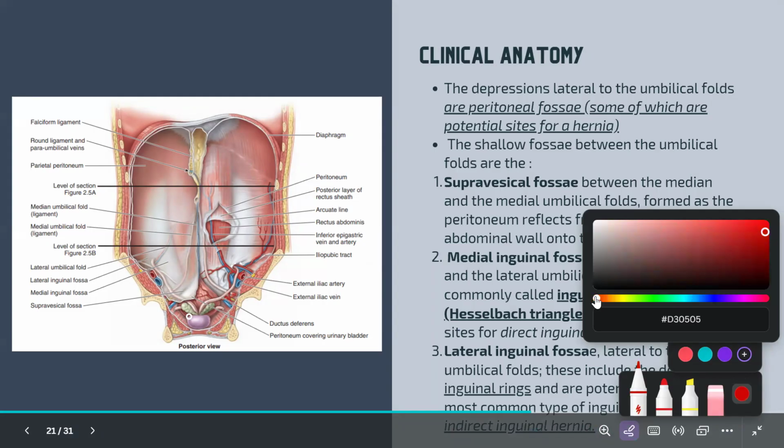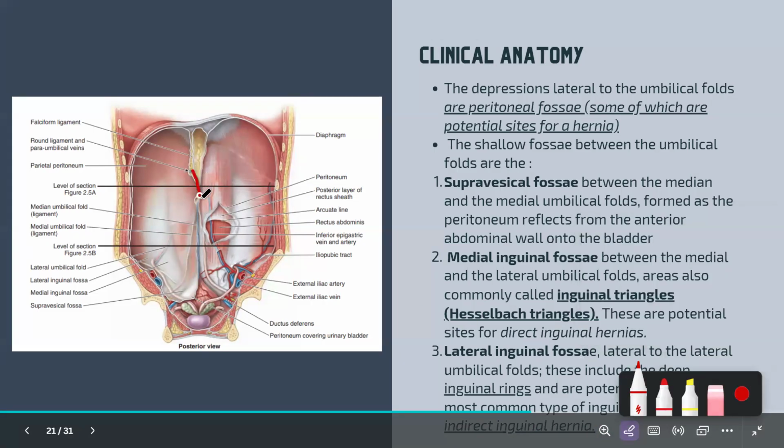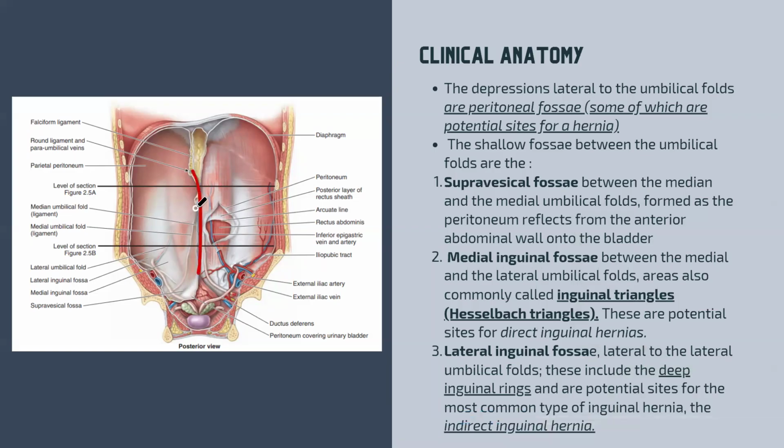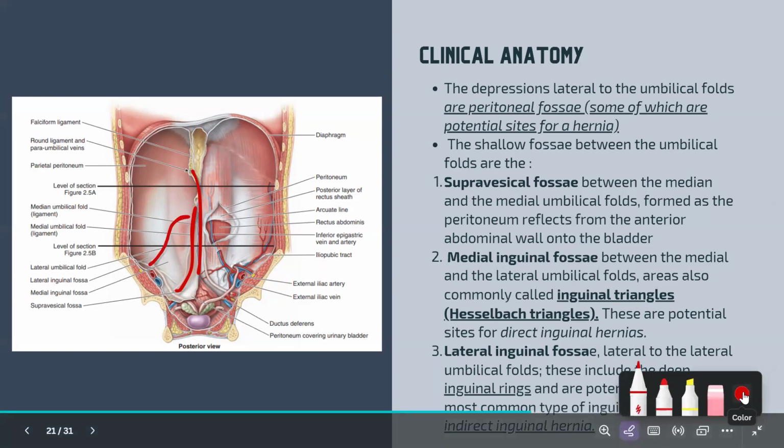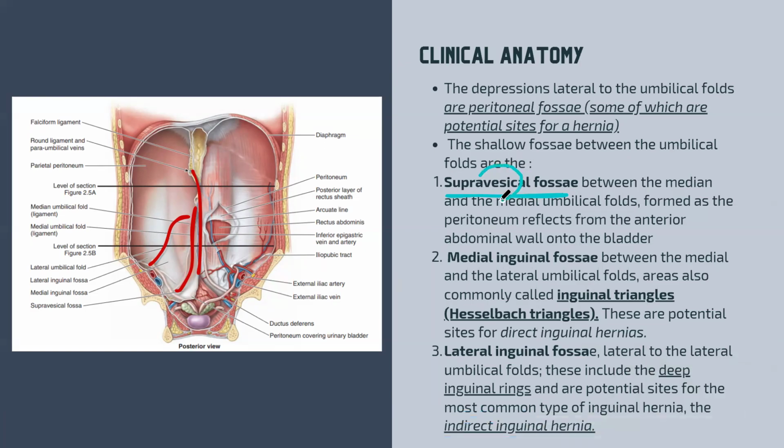And we choose it. We said before that this is the median umbilical fold going to the apex of the bladder. This is the medial umbilical fold. It was the umbilical artery. And this is the lateral umbilical fold. Now, these form what is called the supravesical fossa. The word vesical means that it relates to the urinary bladder.